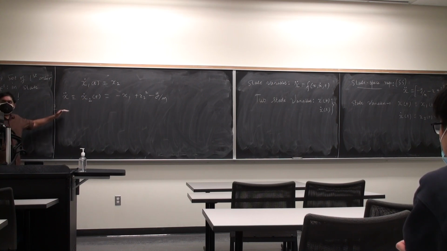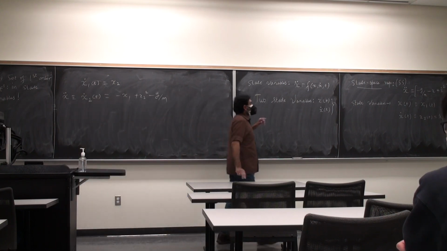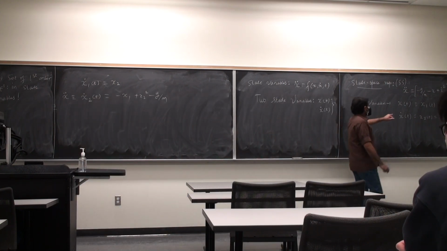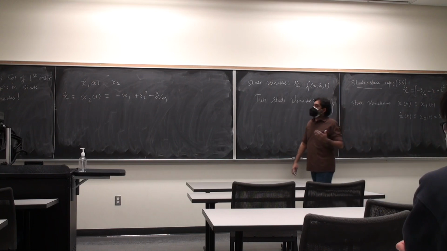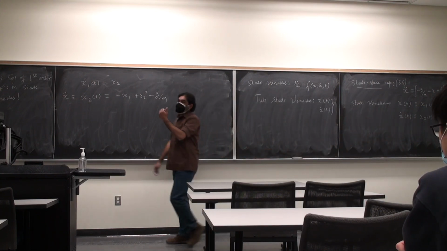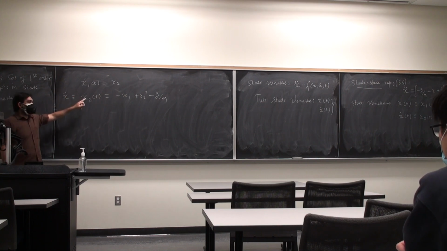Am I making sense to everybody? I have a second order ODE. I have two state variables, x1 and x2, which are now x and x dot, called x1 and x2. The state space representation of a dynamical system is a set of first order ODEs in the state variables. And you see that these are my state variables.